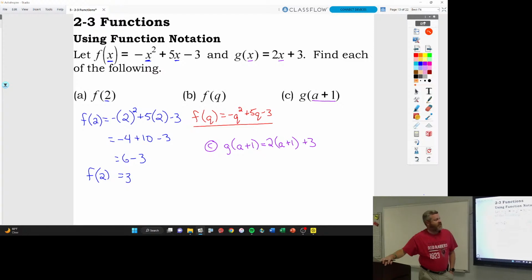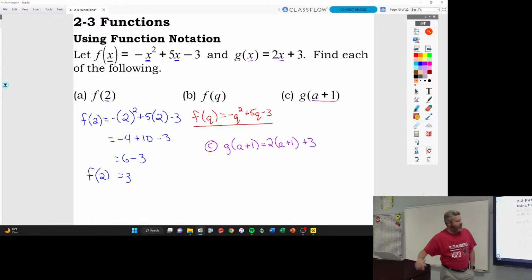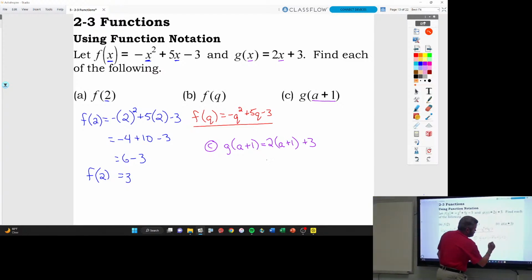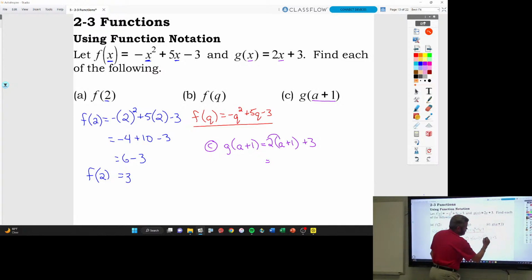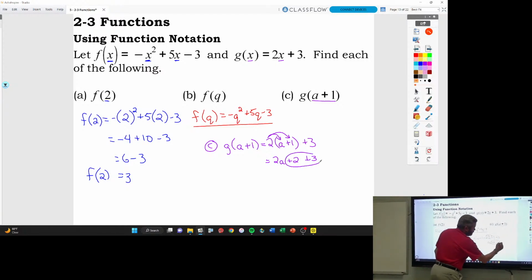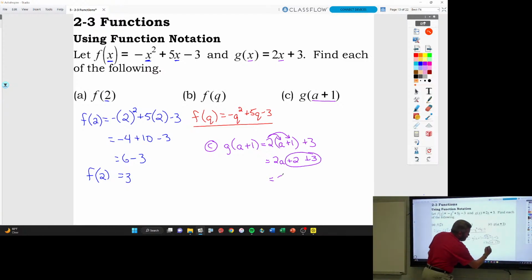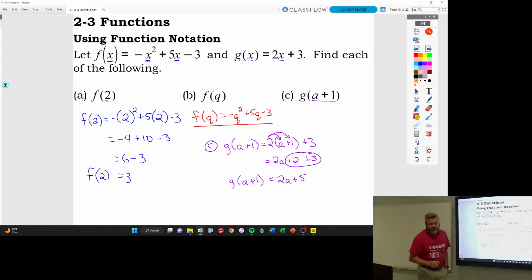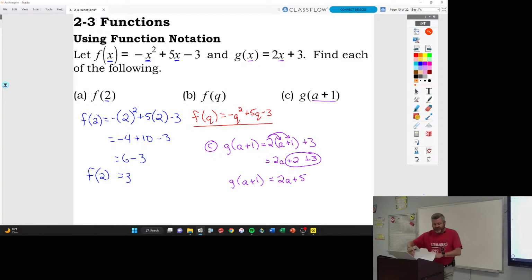And now, since I've got it plugged in, I can do some math. I will distribute the 2. 2 times a is 2a, plus 2, plus that 3 that's going along for the ride. 2 plus 3 combines, 2a plus 5. So g of a plus 1 is equal to 2a plus 5.